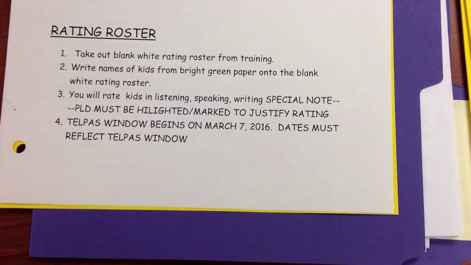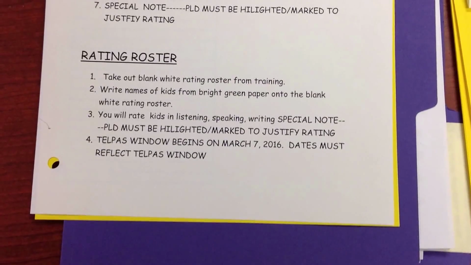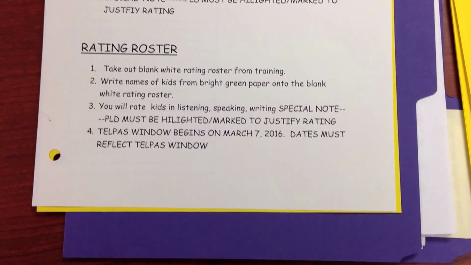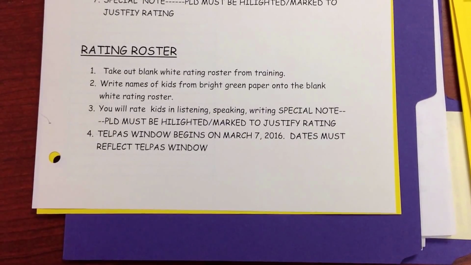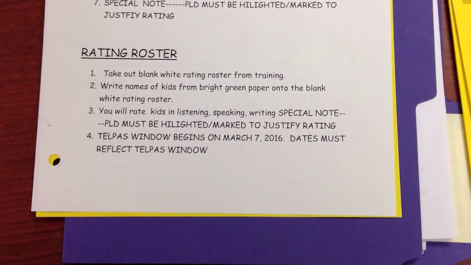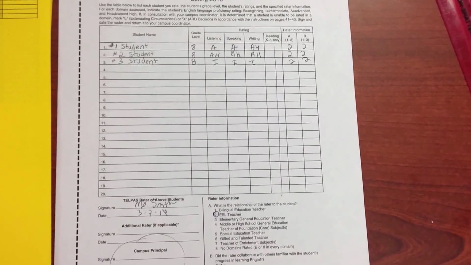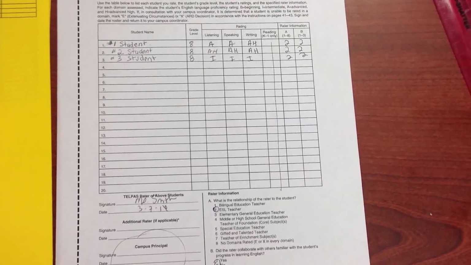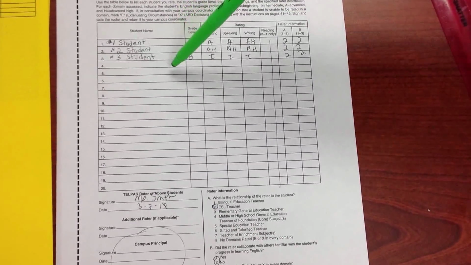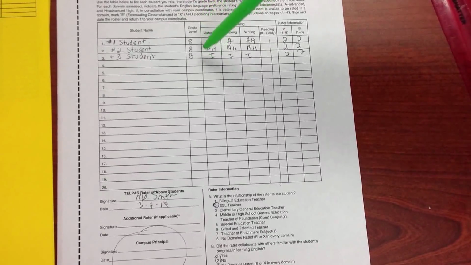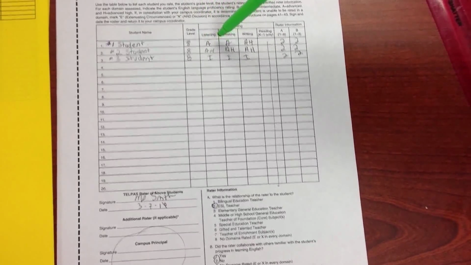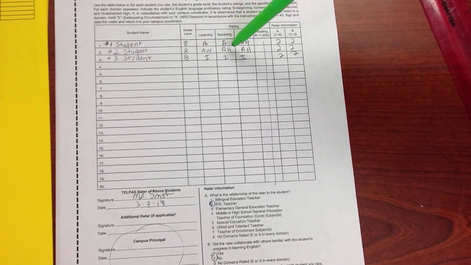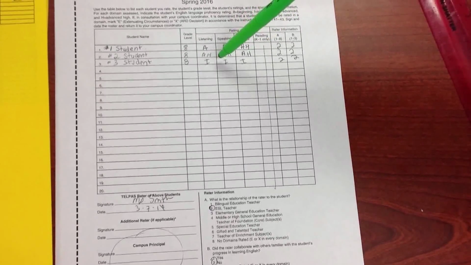Alright, so we're going to step 4. Okay, now we're on to step 4, the rating roster. TELPAS window begins on March 7th, 2016. Dates must reflect the TELPAS window. So if you look at the white rating roster here for this TELPAS student roster, we have 1, 2, 3 students. We have their grade level, their ratings in listening, speaking, and writing. Reading is only for K through 1, so you do not fill that column in.